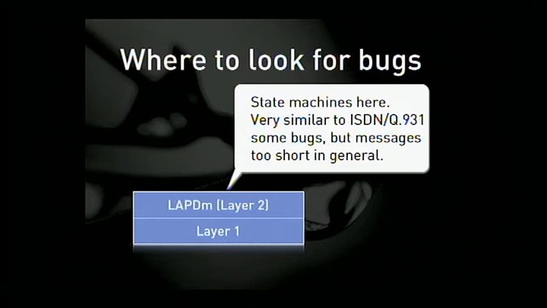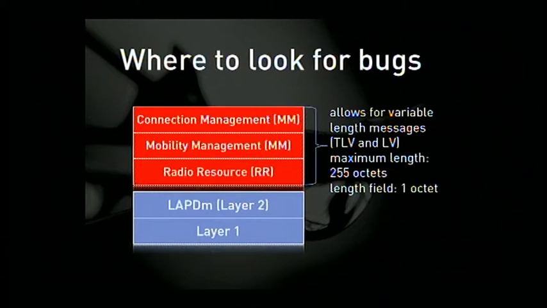On layer three, it gets interesting, because here you have all of these variable length messages. Although you're restricted by 255 octets usually, unless you have things like RLP where the messages themselves are ASN.1 encoded again. They can actually be considered above layer 3. And this is solid gold. This is where you find very good bugs.